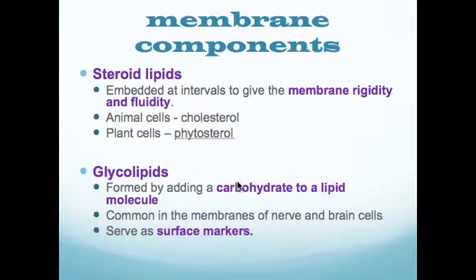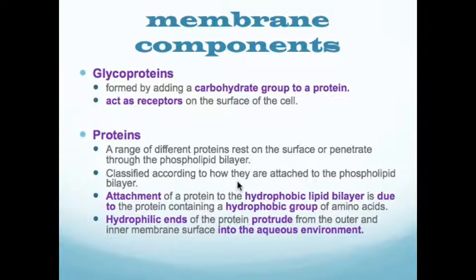There are also glycolipids, the combination of a carbohydrate and a lipid molecule present on the surface of the cell, and they serve as cell surface markers. Other components include glycoproteins, a carbohydrate and a protein, and these usually act as cell surface receptors. So they're important for cell-to-cell communication. And there are various other proteins.